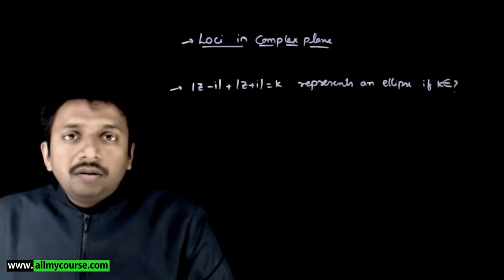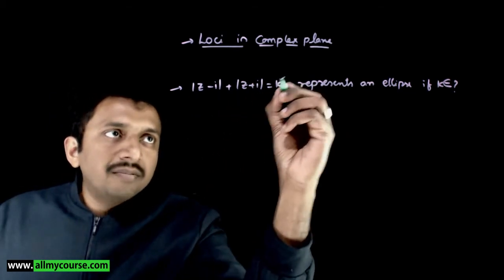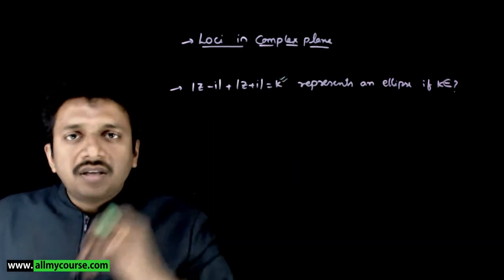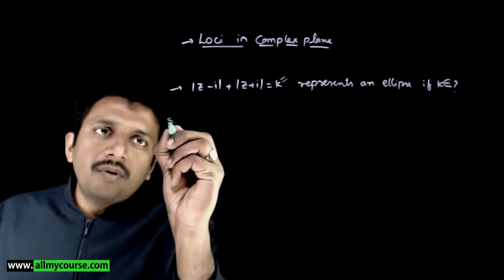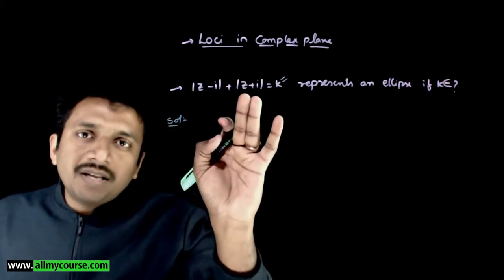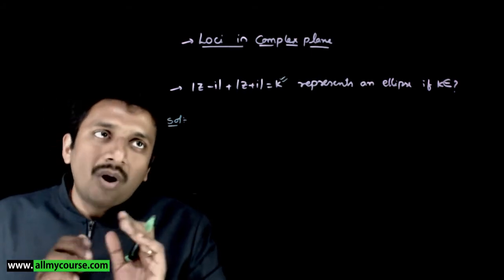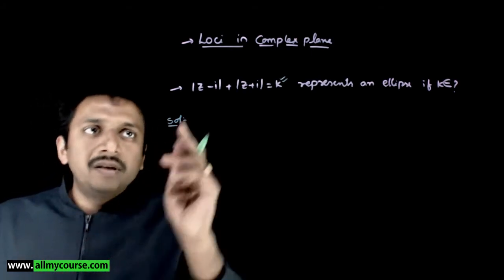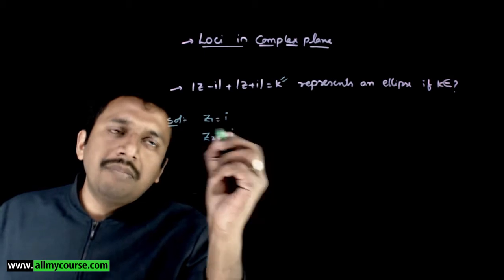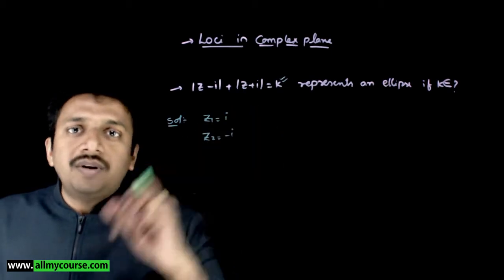So in this question, you're given that mod of z minus i plus mod of z plus i is equal to k represents an ellipse. If that is so, what should be the interval in which k has to lie? We have already seen this in our theory. Mod of z minus z1 plus mod of z minus z2 is equal to k represents an ellipse if k is greater than mod of z1 minus z2. In this particular case, z1 is nothing but i, z2 is nothing but minus i. So my value of k has to be more than the distance between z1 and z2.